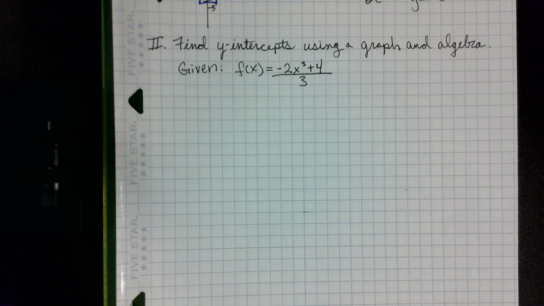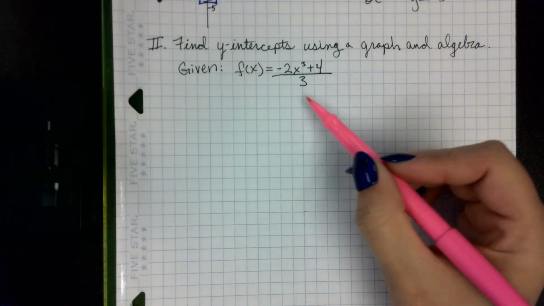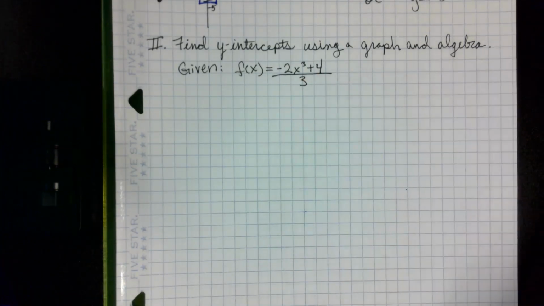Okay, for section 2, we're going to find the y-intercepts using a graph and algebra. So first, find the y-intercepts using a graph. Well, if you can read the function. It looks a little trickier when it's written as a single fraction, at least to me it does.